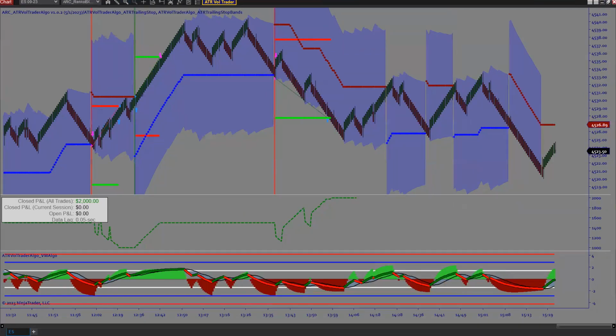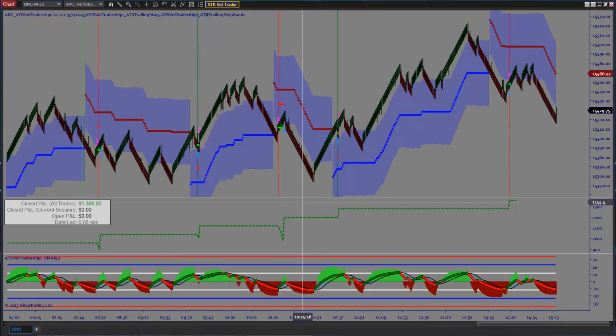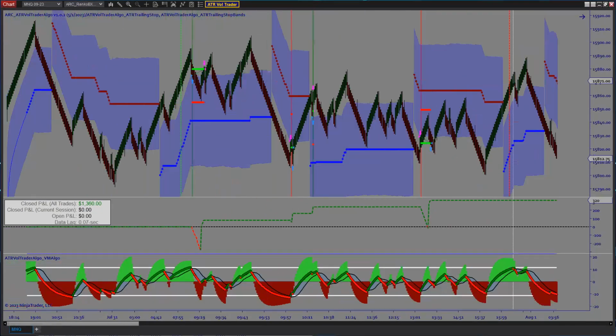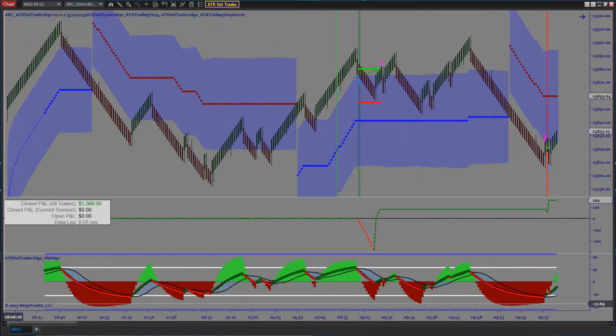Okay, what about NQ? Anybody here trade MNQ? Yeah, these are Renko bars. Yep, absolutely. Let's go check out NQ. Let's go to settings first.